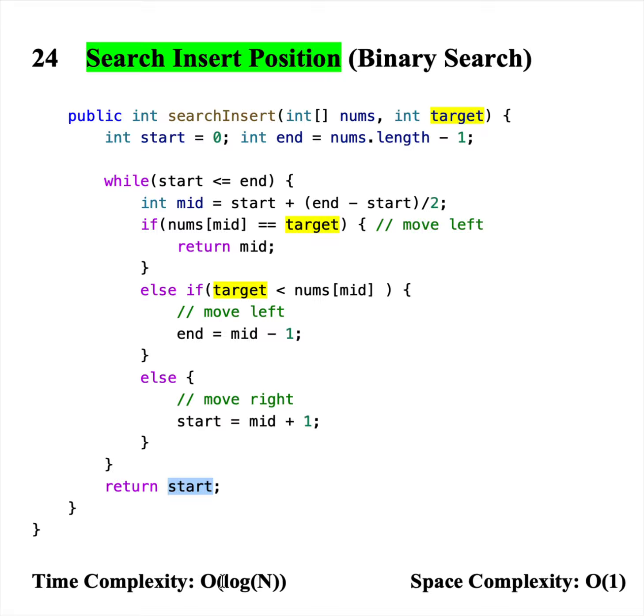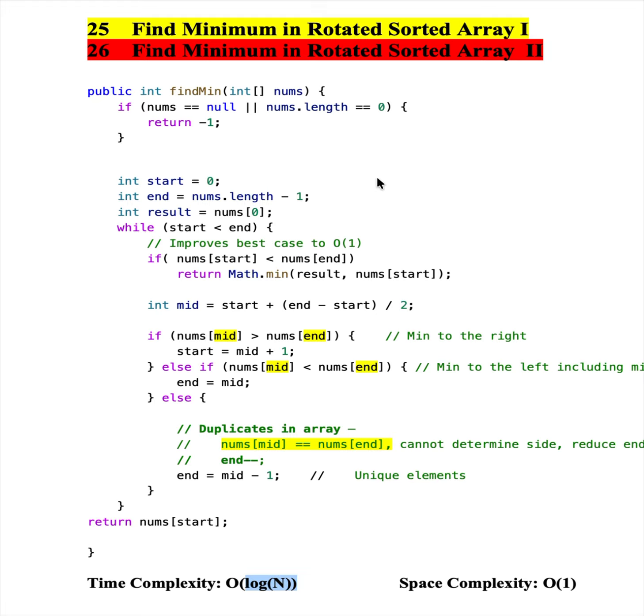Binary search, that's why the time complexity is O of log n. We always cut down half of the elements, and space complexity is O of 1, as we do not need any extra space.